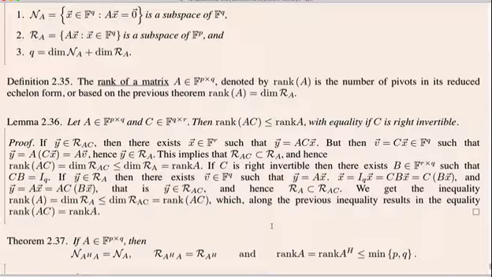Next, let's consider a lemma. If A is a P by Q matrix and C is a Q by R matrix, then the rank of A times C, and notice that A times C makes sense because the Q's match up in the dimensions, is less than or equal to the rank of A, and we have equality if C is right invertible. So let's see how to prove this.